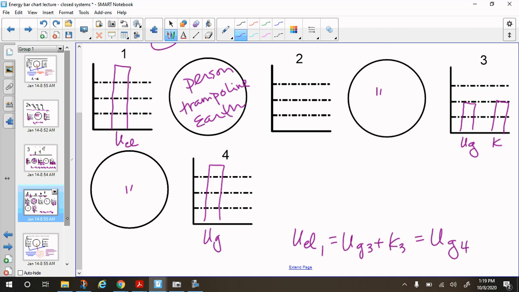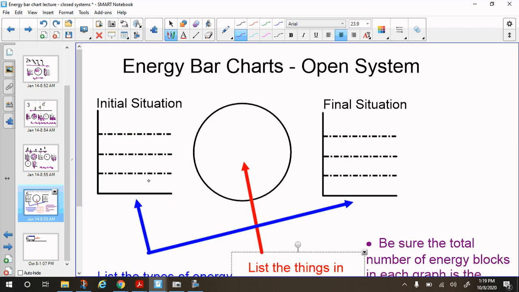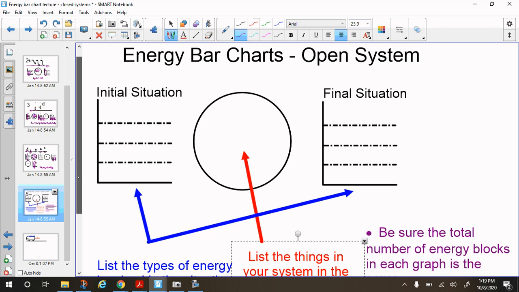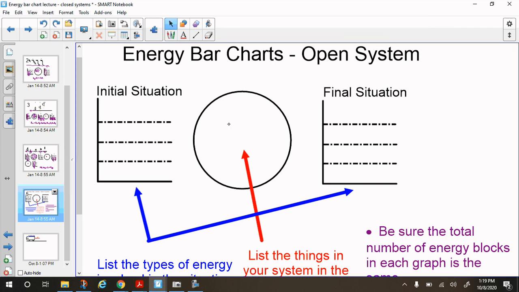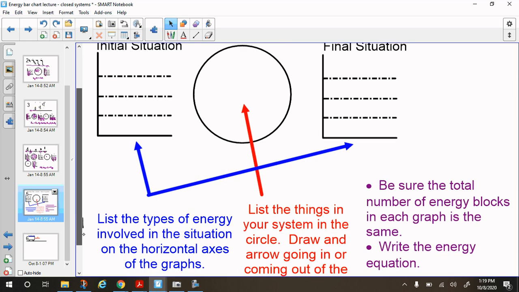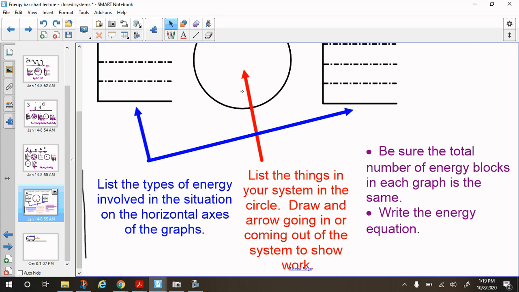Okay, let's make this a little bit more complicated. Now let's talk about a bar chart for an open system. So for an open system, before we did a closed system, so energy was not entering or leaving the system, but now we're going to have an open system. So all of this stuff is the same. You still put your system, you list your things in your system, in your circle, but this time we're going to draw an arrow going into or coming out of the circle to show energy coming into the system or leaving the system.